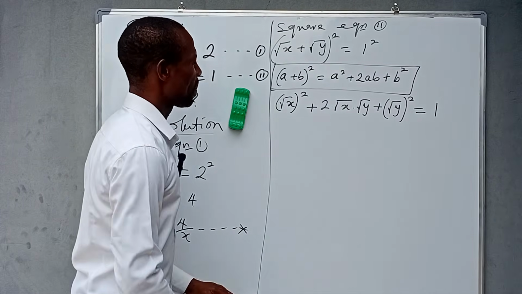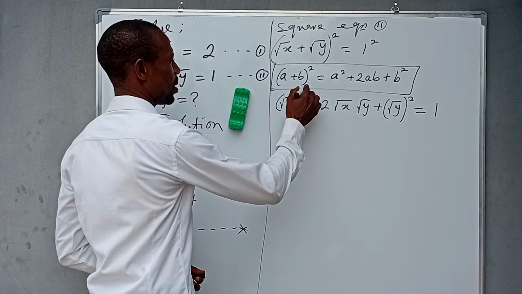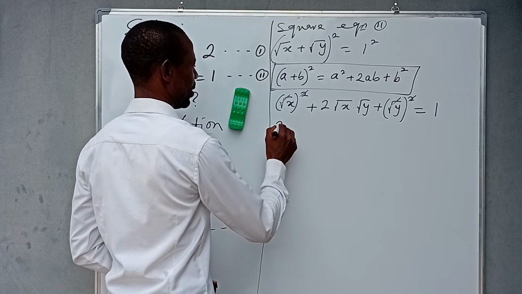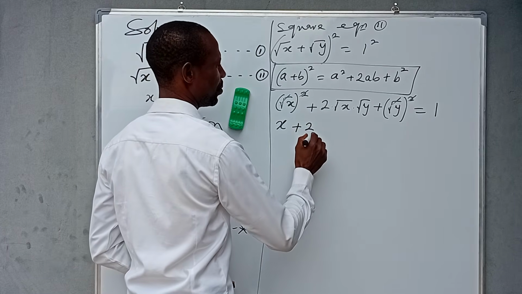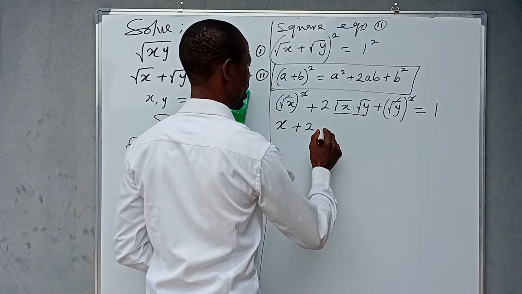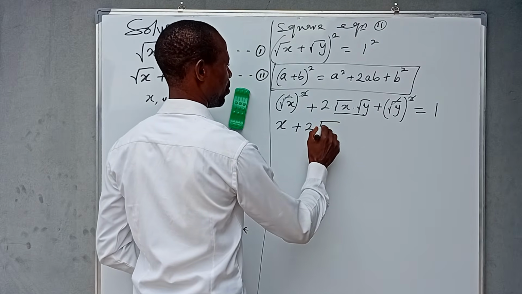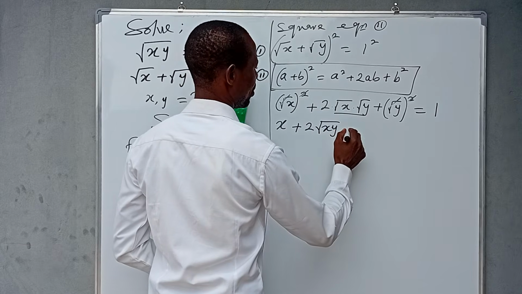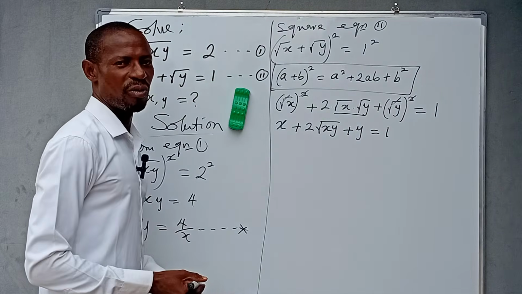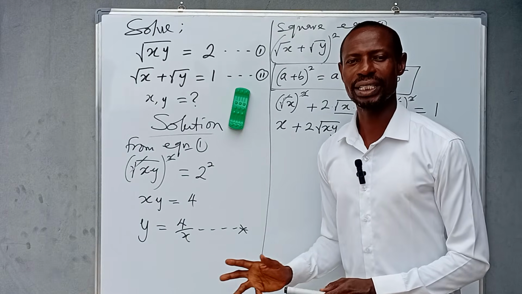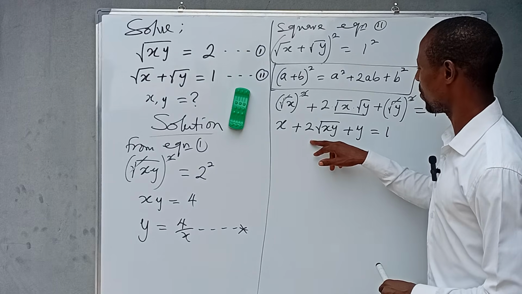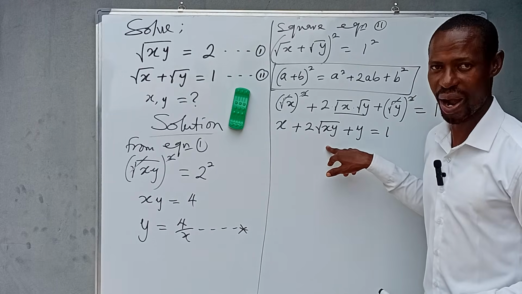Right. Good. Now from here, the power will take care of the radical, and this will take care of this radical. So we are now left with x plus 2, according to the law of surds, we can rewrite this as the square root of xy, good, plus y equal to 1. Wow, this is perfect. Now, if you look at the middle term on the left-hand side, you discover that we have the square root of xy here.